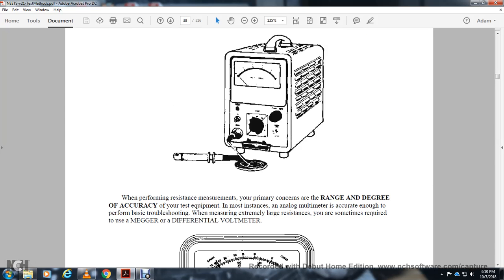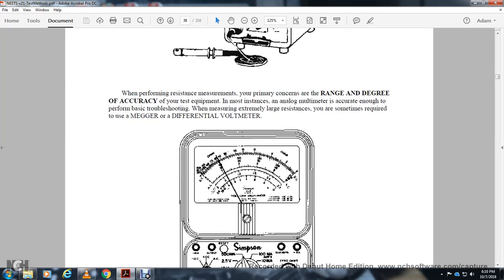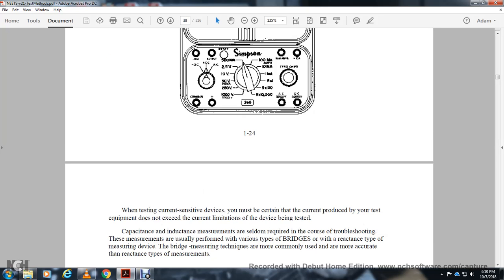When performing the resistance measurement, the primary concern of the range of the degree of the accuracy of the test equipment, the more insensitive the analog multimeter, the accurate enough to perform the basic troubleshooting of the measuring extremely large resistance of the you sometimes require with the megalayer and the differential voltmeter. When testing current sensitive the device, you must be certain that the current produced by your test equipment does not exceed the current limitation of the device being tested.